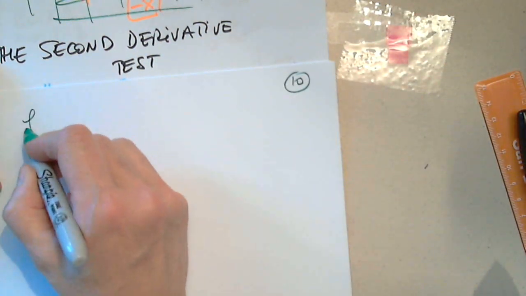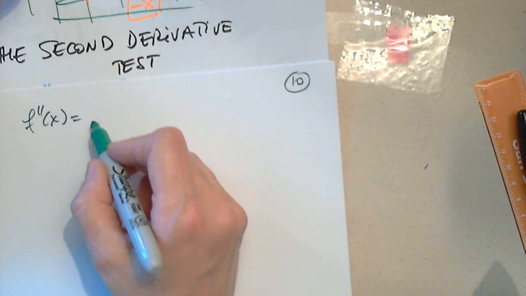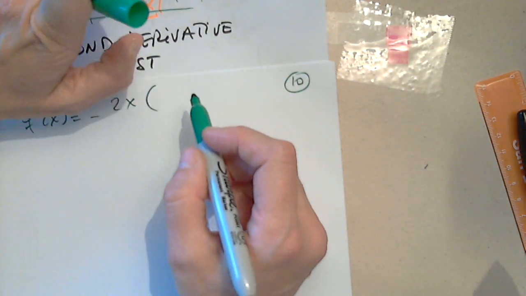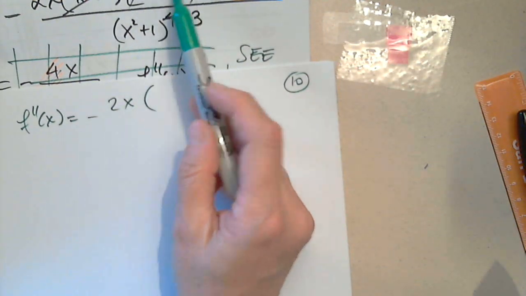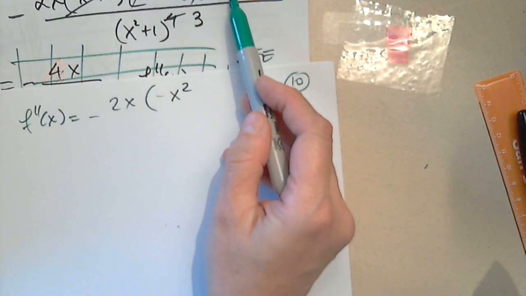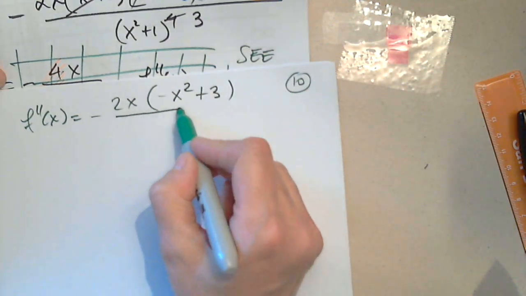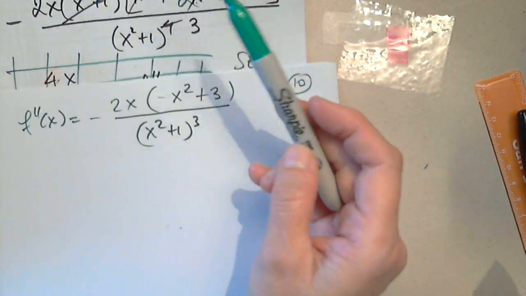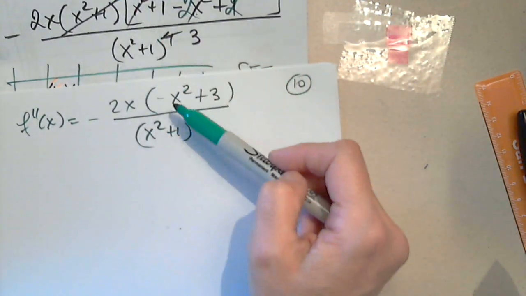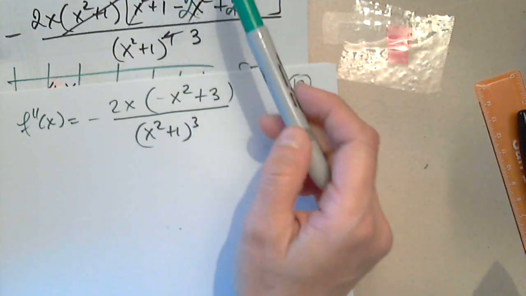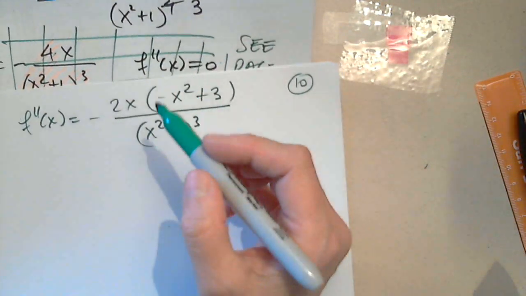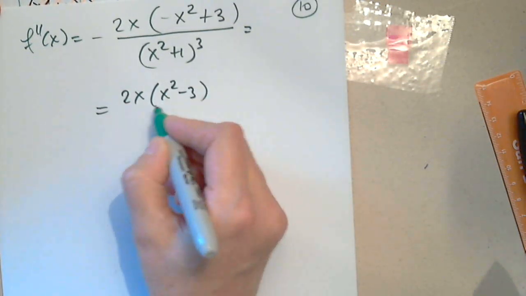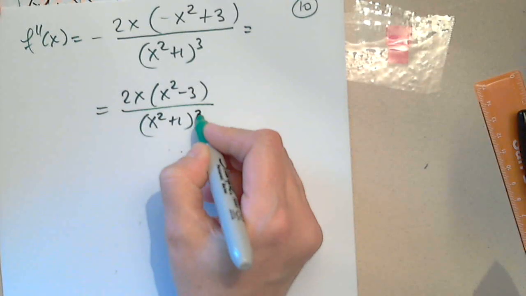Okay, so the second derivative is negative 2x, and in parentheses, negative x squared plus 3. That makes a whole difference. Over x squared plus 1 to the 3rd. Negative x, I'm checking again. Negative 2x squared plus x squared, negative x squared. So positive 2 plus 1 is 3, correct. So now when I factor out, I get 2x, x squared minus 3 divided by x squared plus 1 cubed.